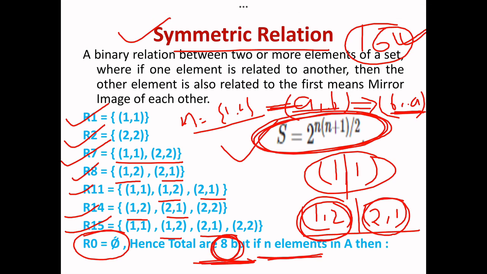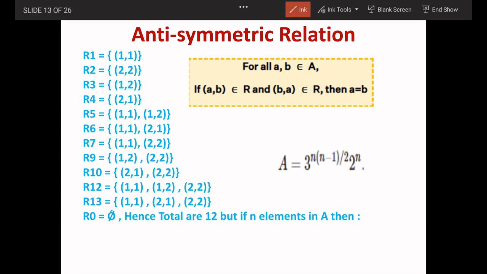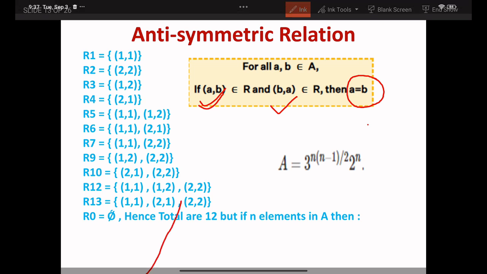This is the formula. Now next, antisymmetric. This is also very important. So antisymmetric means if AB is there and BA is there, then 100% A is equal to B. What is the meaning of this? I will explain.